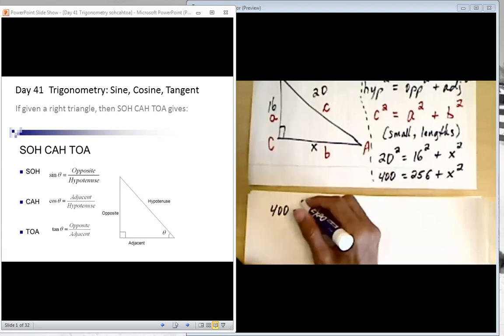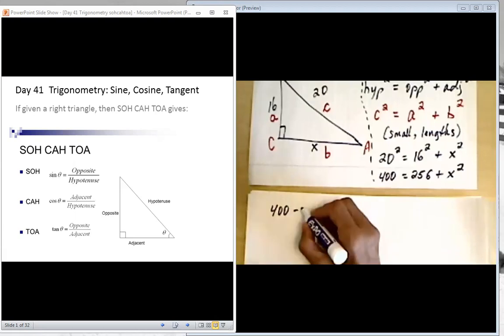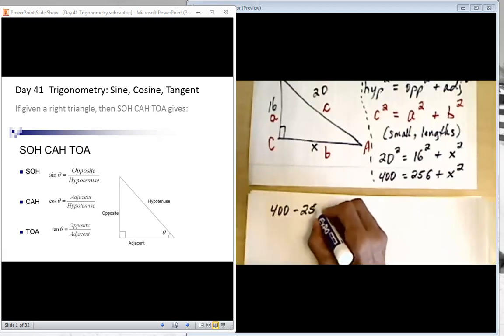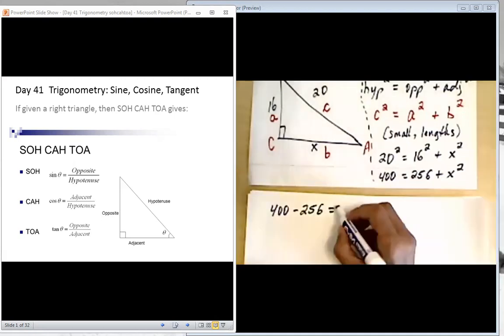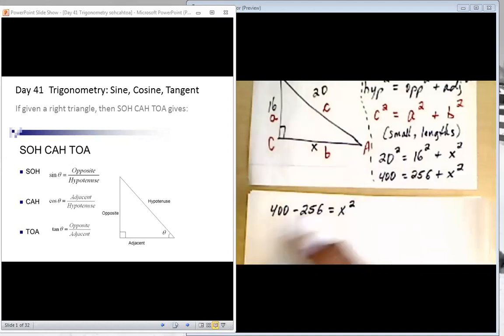What do we get then? 400. Yeah, I gave it away with the minus there. Changes sign, right? And it goes across. Equals x squared. Breaking out the brain. How much is it? 144. Nice. There it is.